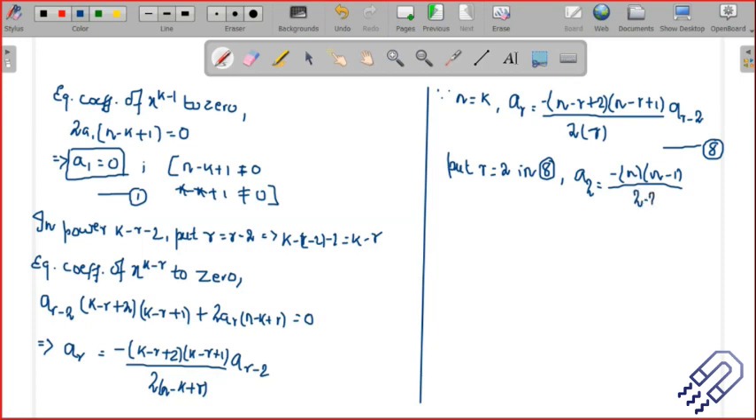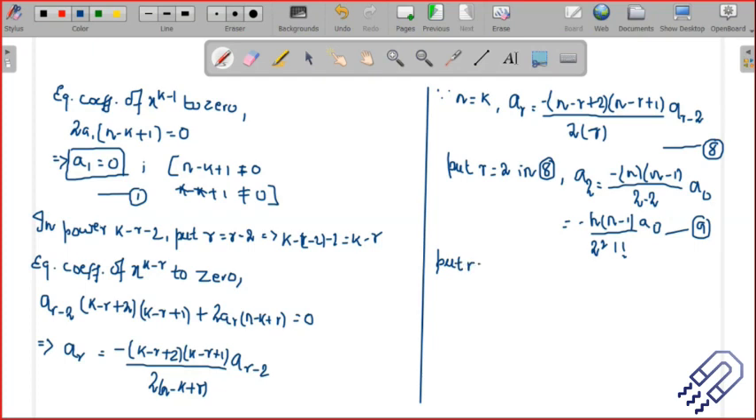So this can be written as 2 into 2. And then this is a r minus 2, which is nothing but a naught. Don't miss out this a naught, that's very important. We can rewrite this expression as minus n into n minus 1 a naught divided by 2 square into 1 factorial. This is number 9. Mark this as number 9. We're going to find out the entire series now. We are halfway done.